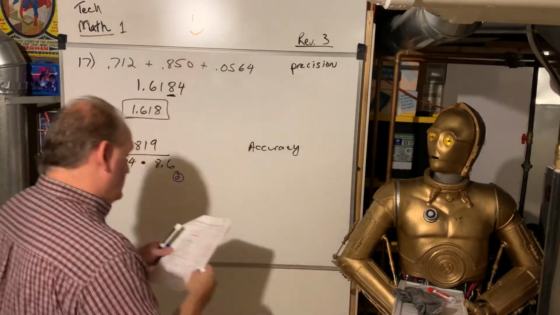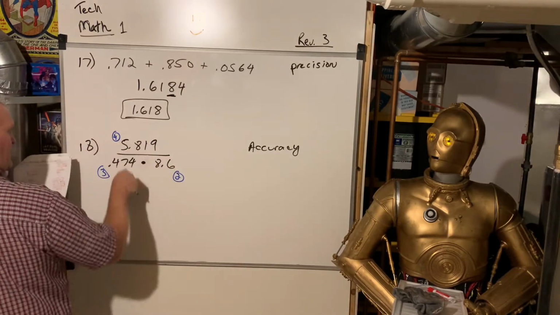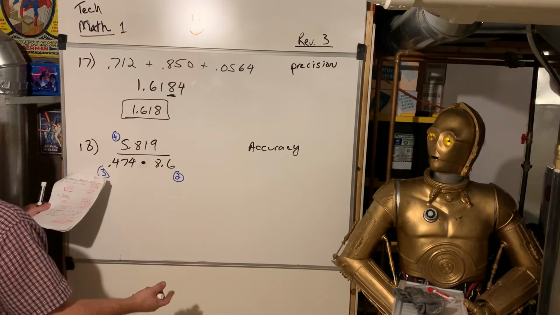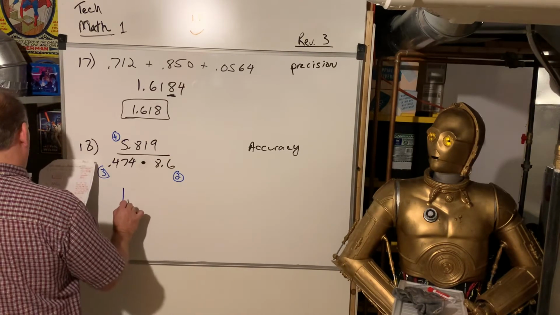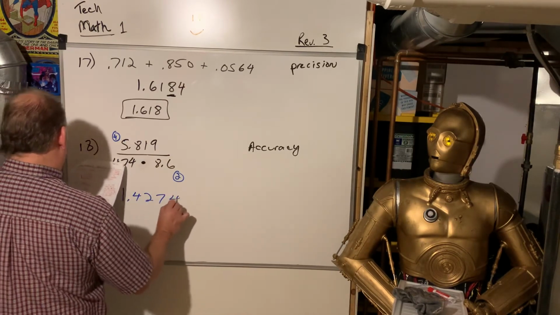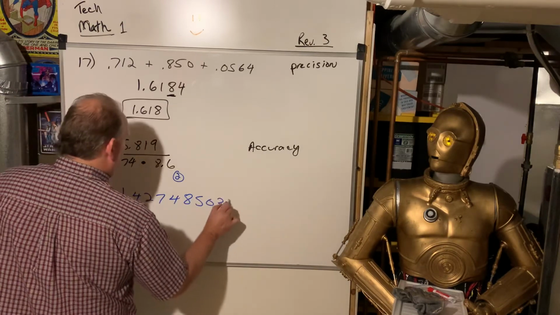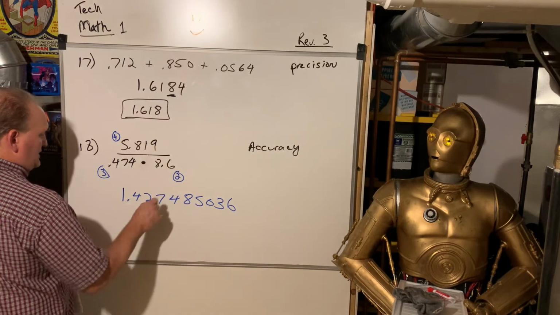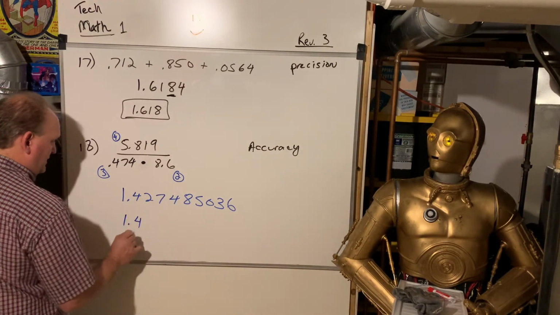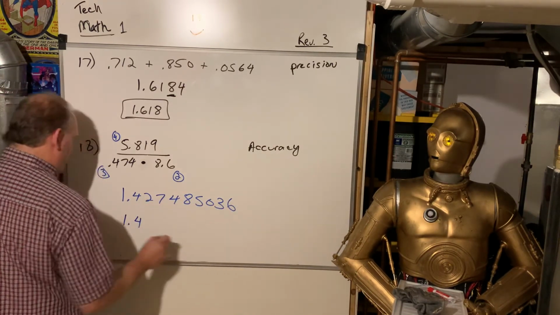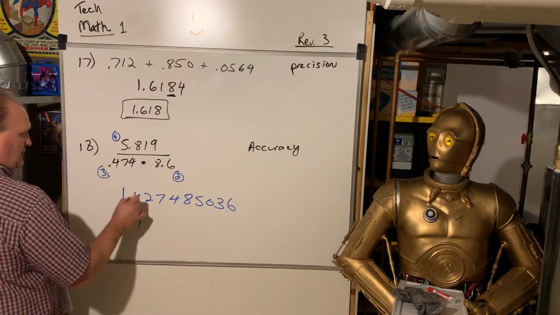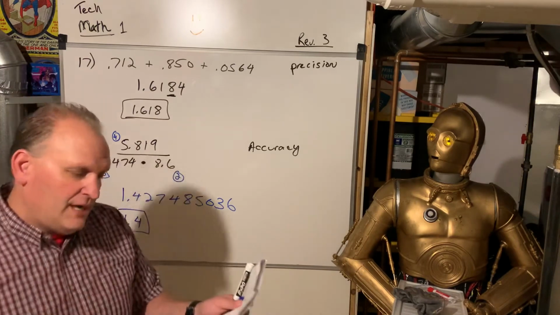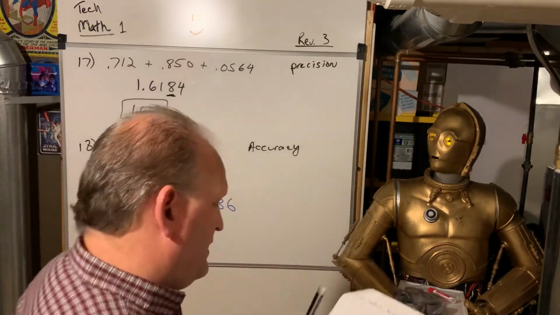All right. So I multiply those together and then divide it into that, and I end up with this for an answer. 1.427485036. But I only get to use 2 significant digits. So in that case, it's just those 2 numbers. I can't do any of that. If it was big enough, I could have rounded it to 1.5, but it was 2, so I just left it 1.4. All right? All right.